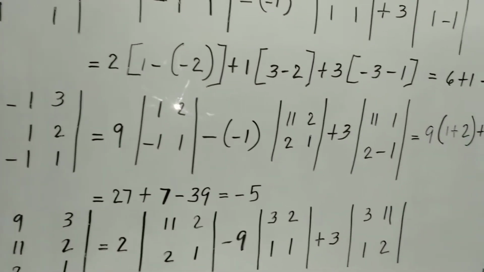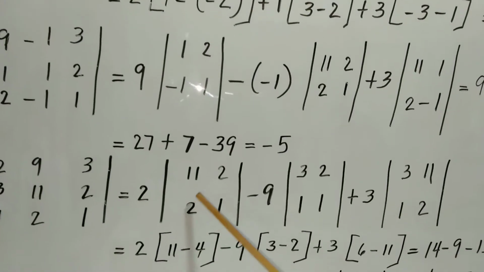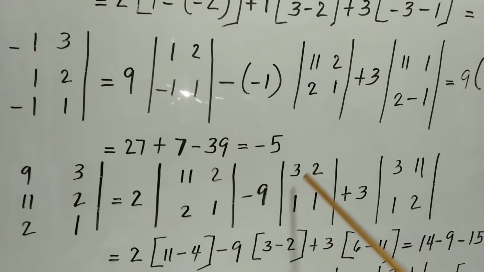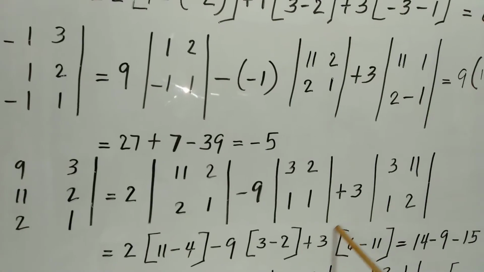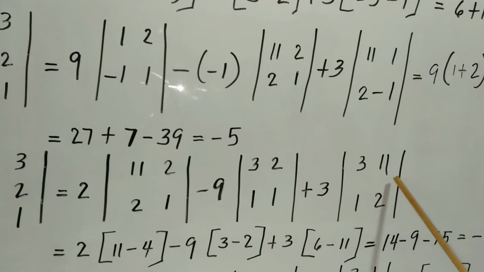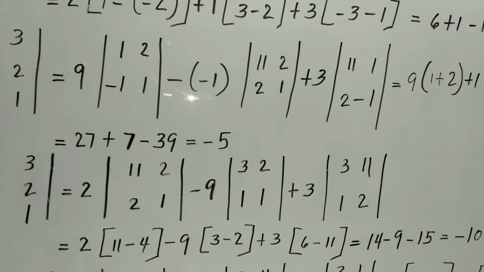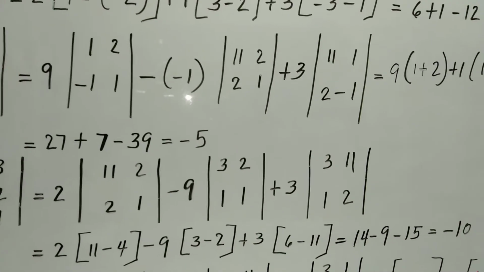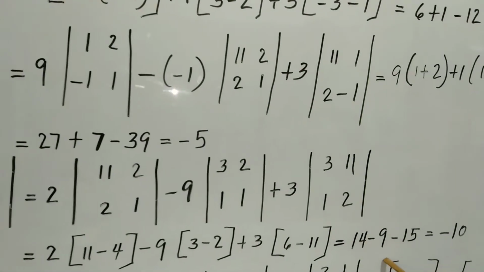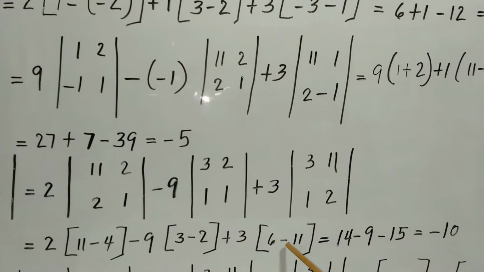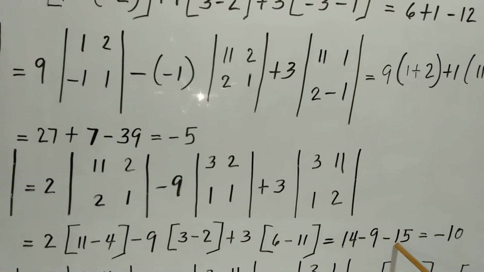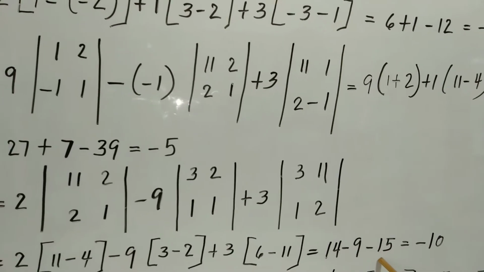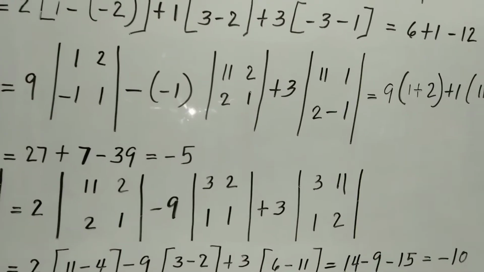We do the operations. 2 times 11 minus 4, minus 9 times 3 minus 2, plus 3 times 6 minus 11. So this one, 2 times 7 is 14. Negative 9 times 1 is negative 9. 3 times negative 5 is negative 15. And then we combine. Negative 9 and negative 15 is negative 24, plus 14 is equal to negative 10.